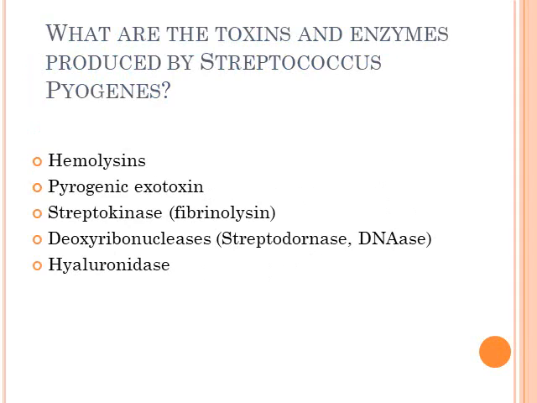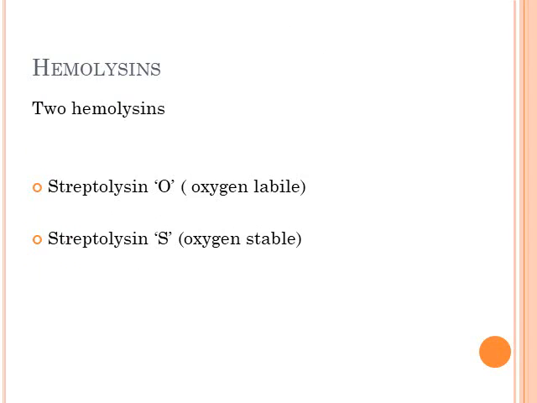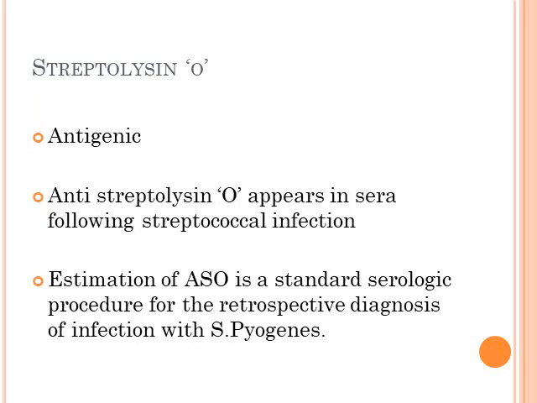So what are the toxins and enzymes produced by Streptococcus pyogenes? Hemolysins, pyrogenic exotoxin, streptokinase, deoxyribonucleases and hyaluronidase. There are two types of hemolysins: streptolysin O and streptolysin S. Streptolysin O is oxygen labile, S is oxygen stable. Streptolysin O is antigenic. The anti-streptolysin O appears in sera following streptococcal infection. Estimation of ASO is a standard serologic procedure for the retrospective diagnosis of infection with Streptococcus pyogenes.